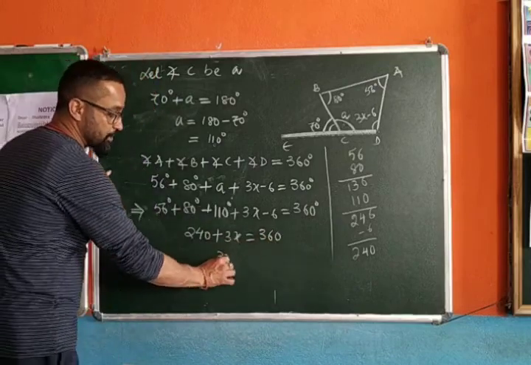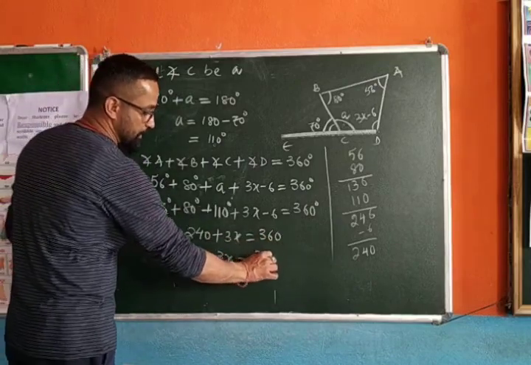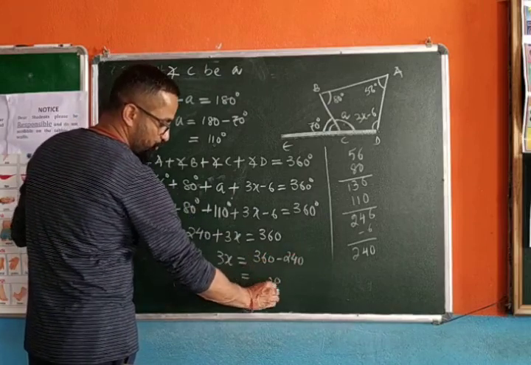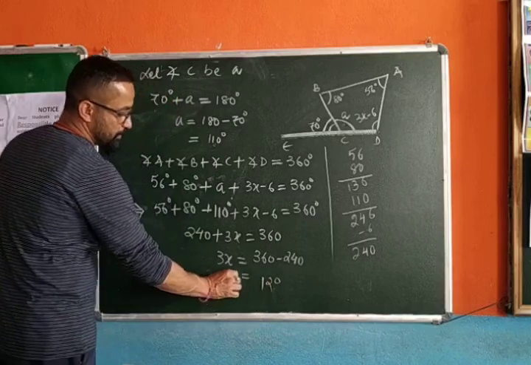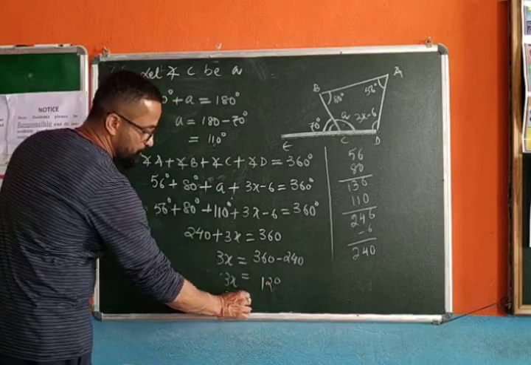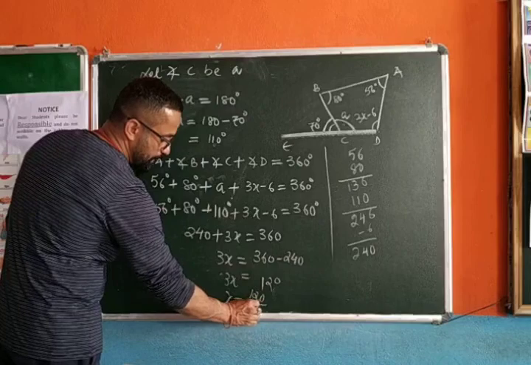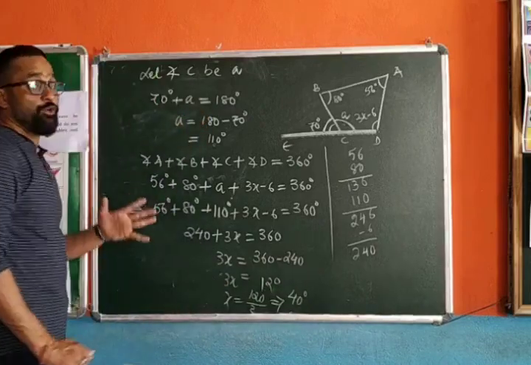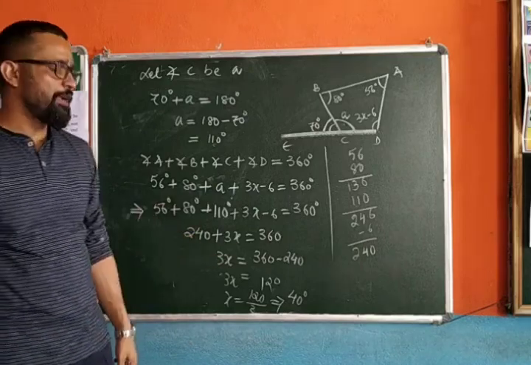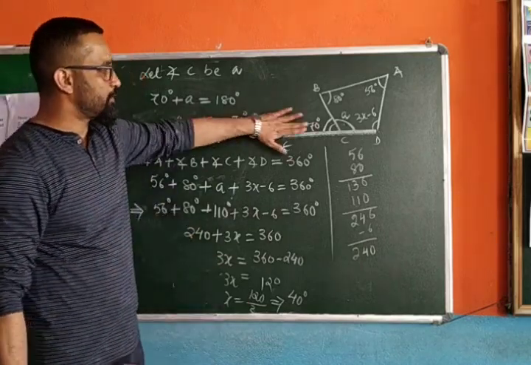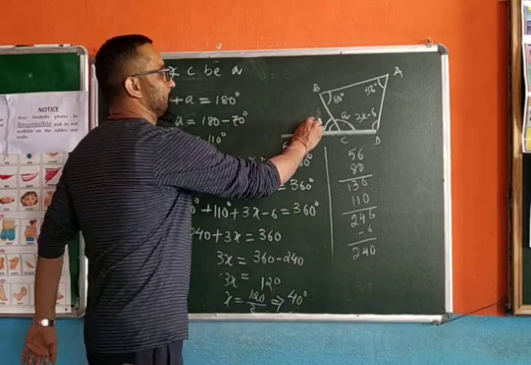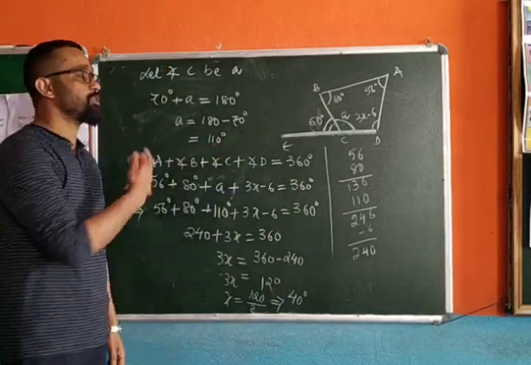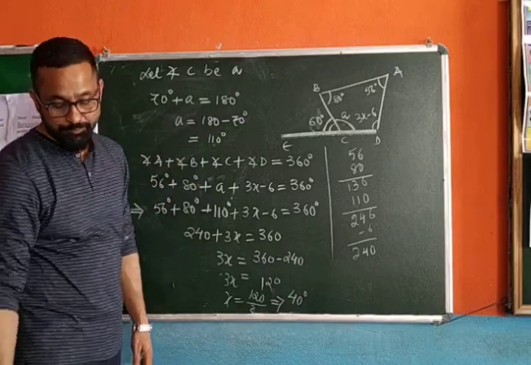Now calculate x from here. 3x equals 360 minus 240 degree. 3x is 120. X equals 120 degree divided by 3. Cancel it. You get 40. We know the value of x. You can solve this same question using 60 degree here. Try this sum yourself, change the value.